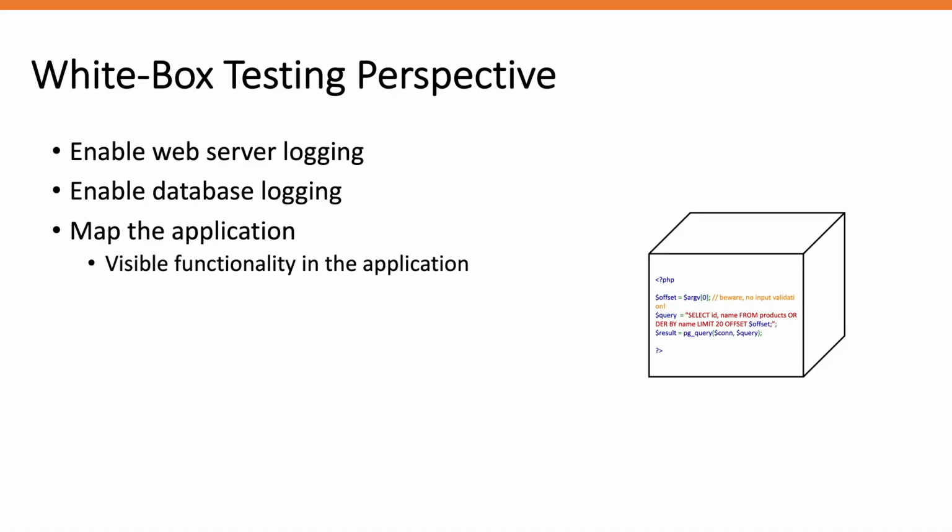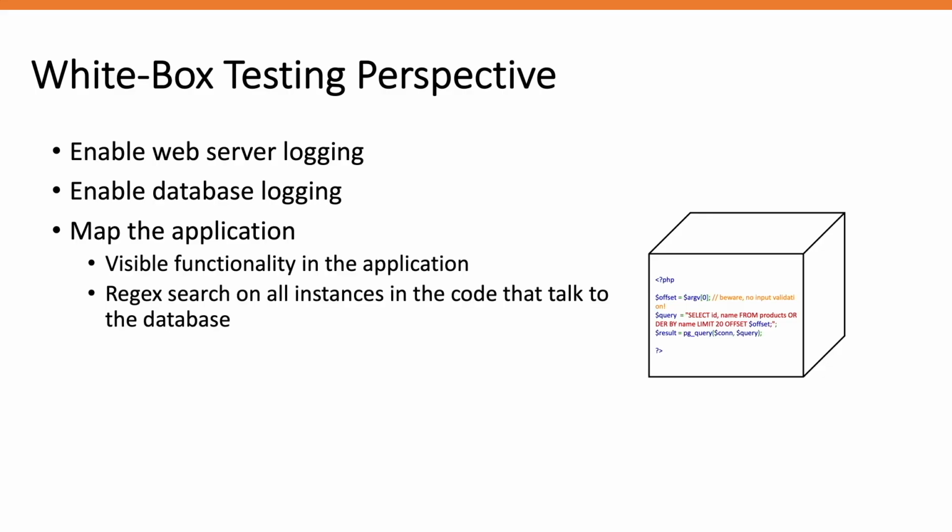So once I have my logging enabled, the next thing that I do is map the application, just like I would with a black box perspective. So I'll start with the application's graphical user interface. I'll map all the visible functionality in the application, all the input vectors that potentially talk to the backend.